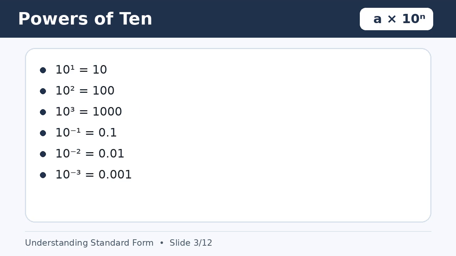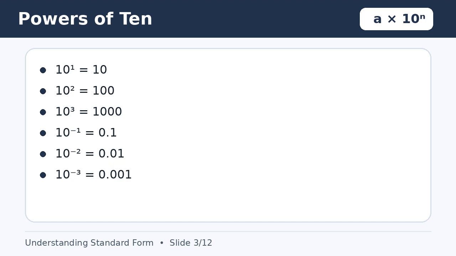To understand standard form, we must first understand powers of 10. A positive power of 10 represents repeated multiplication by 10. For example, 10 to the power 1 is 10, 10 to the power 2 is 100, 10 to the power 3 is 1000, and 10 to the power 4 is 10,000.